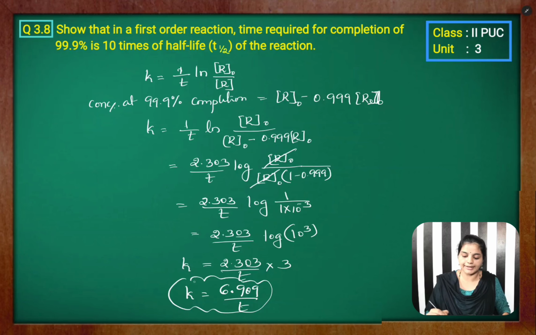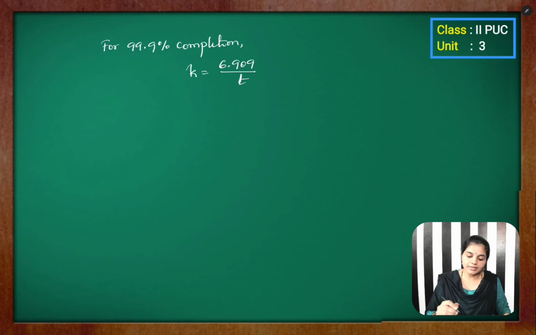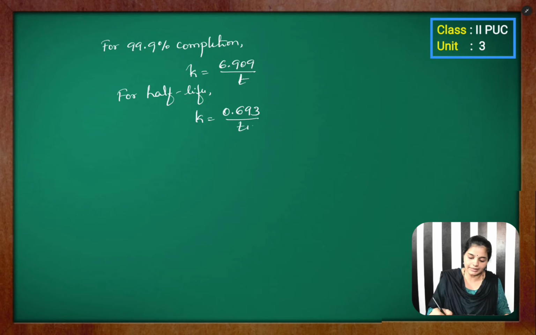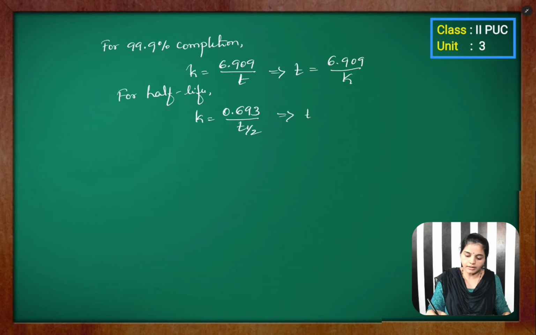So this is the rate constant for a first order reaction for its 99.9% completion. Now the rate constant corresponding to half-life of the reaction: we have K is equal to 0.693 divided by T half. Now rearranging this equation, the time required is 6.909 divided by K. Here T half is equal to 0.693 divided by K.